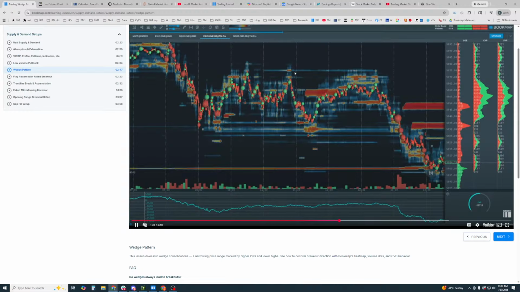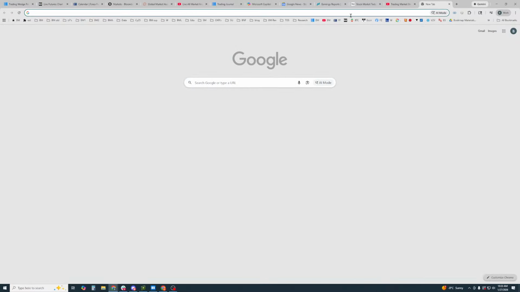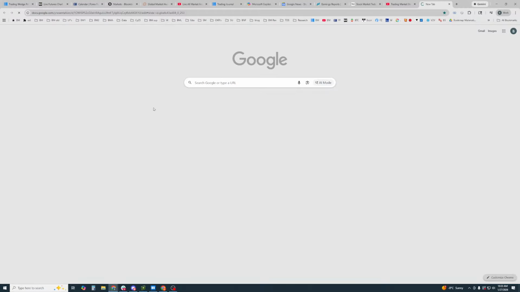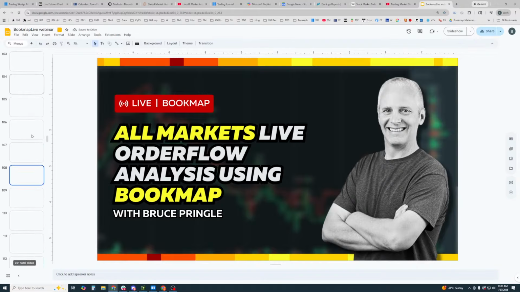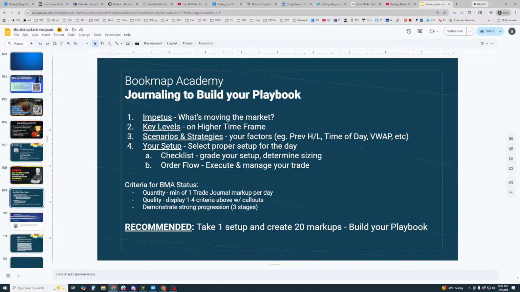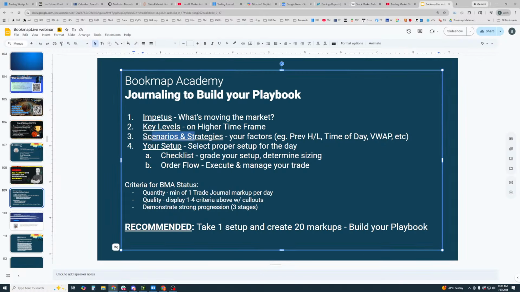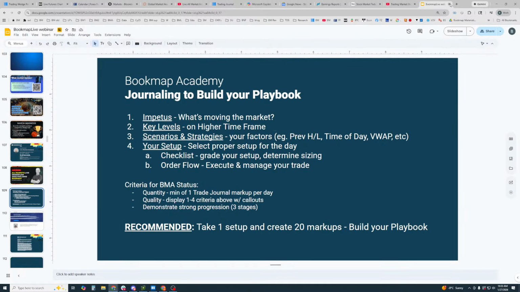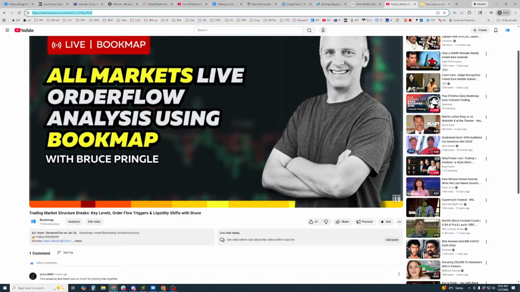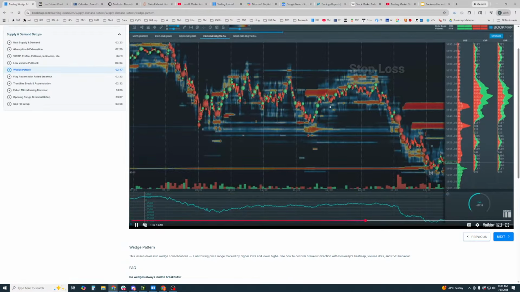So if we're looking for that continuation move, then we're going to be looking for continuation patterns to match that time of day. That goes back to what we're talking about in here with this academy approach, the scenarios and strategies. So that's what we're anticipating or looking for, and then we're going to look for a setup for this time frame or this time of day.